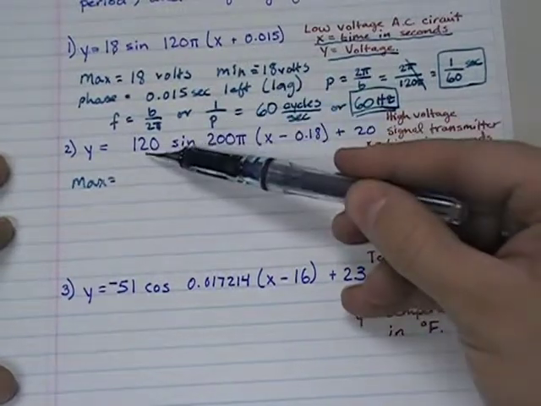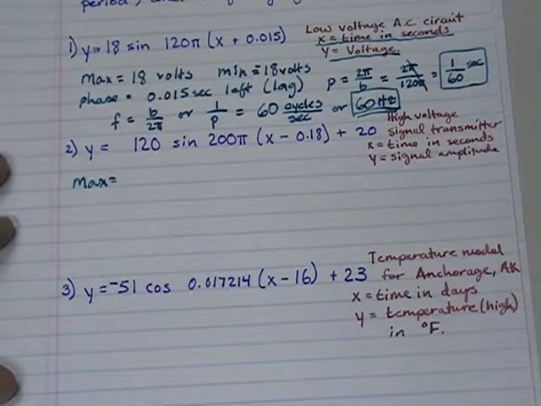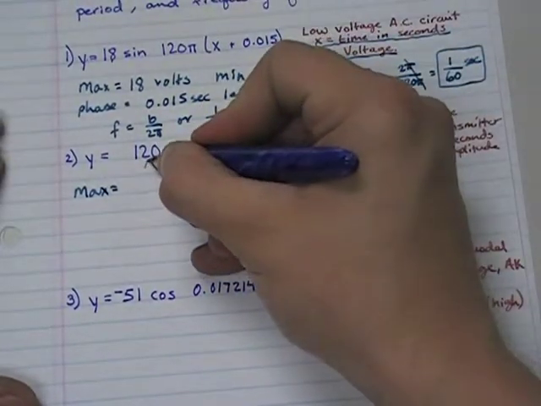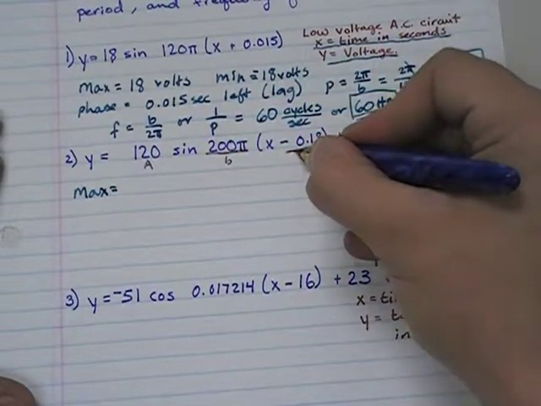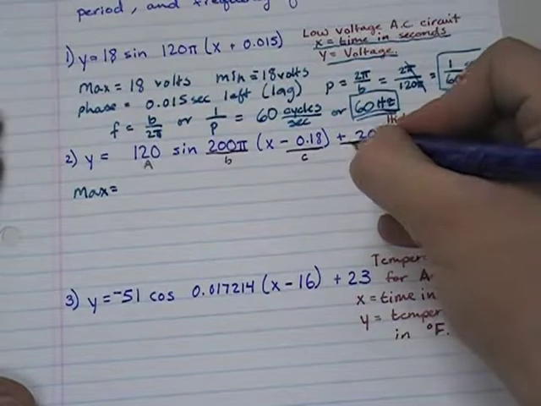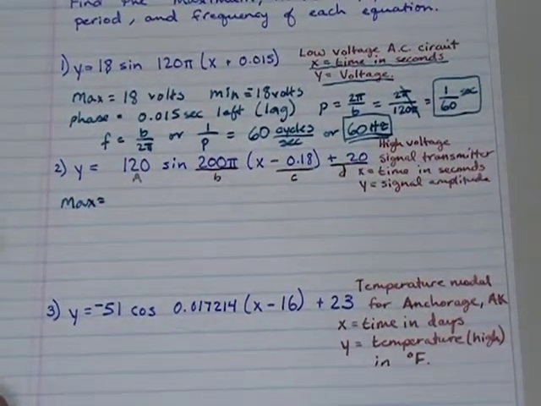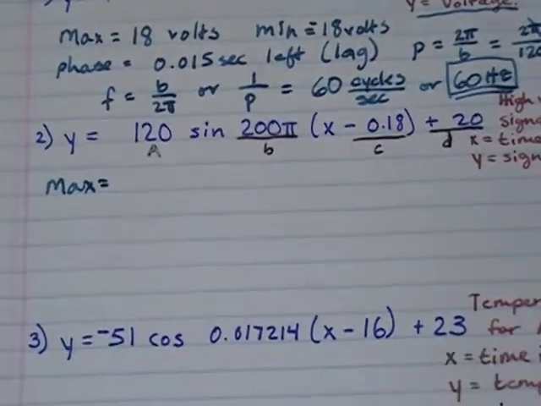Well, if you look at this, this is the amplitude, and I'm going to mark these on this one in a different color here. This would be A, this is our amplitude, this would be B, this would be C, and this would be D. Okay, A, B, C, and D. And those come in quite handy, so we're going to use those.